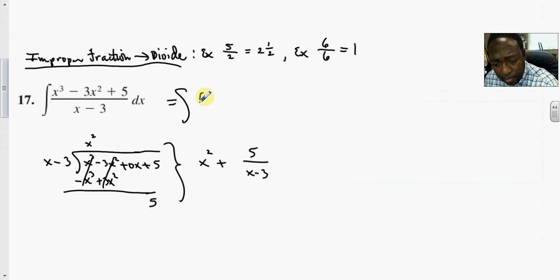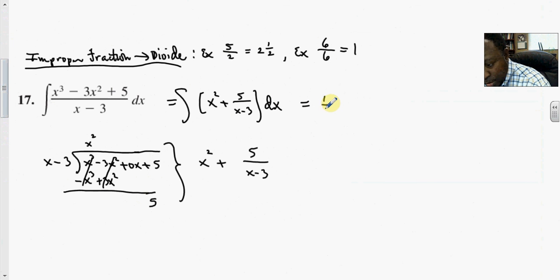So this is the integral of x squared plus 5 over x minus 3 dx. Just integrate directly. So we get 1/3 x to the third plus 5, which is just a constant multiplier, times the integral of 1 over x minus 3. And if you let u equal x minus 3, du is dx. So this is just 1 over u du. So this becomes 5 times the natural log of the absolute value of x minus 3 plus c.